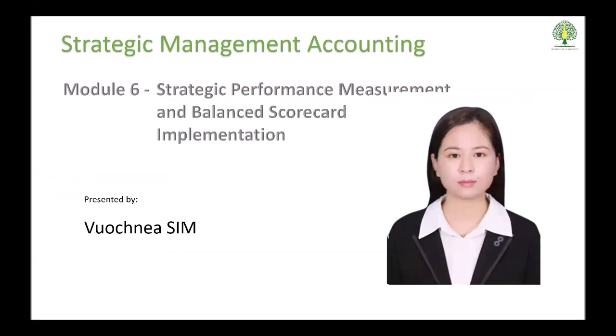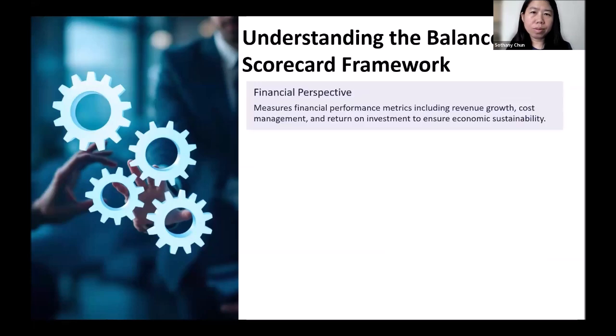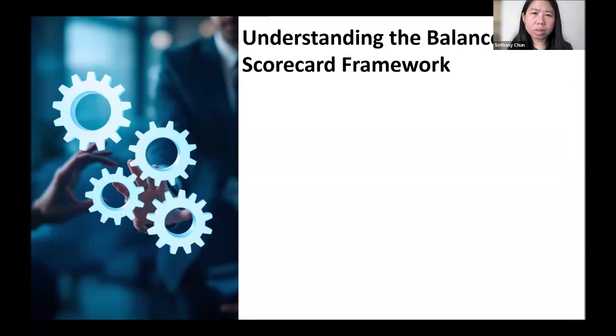Okay. Here my topic is strategic performance measurement and balanced scorecard implementation. One of the more popular tools for strategic performance measurement is the balanced scorecard. Now let's go to the definition: strategic performance measurement involves tracking and evaluating an organization's performance against its strategic goals, to ensure that the organization is on the right path to achieving its long-term objectives.